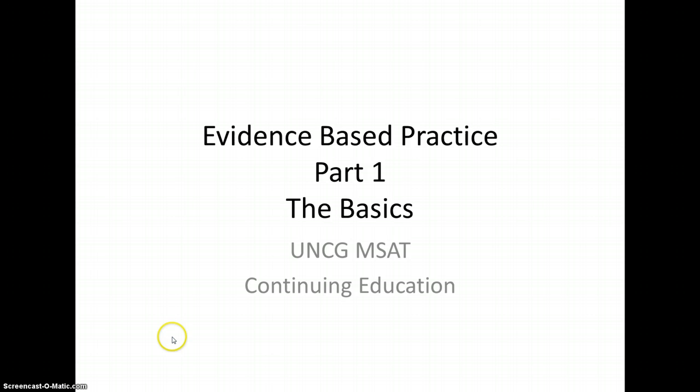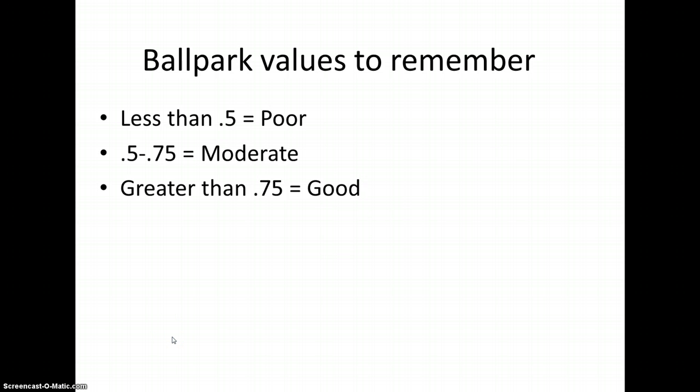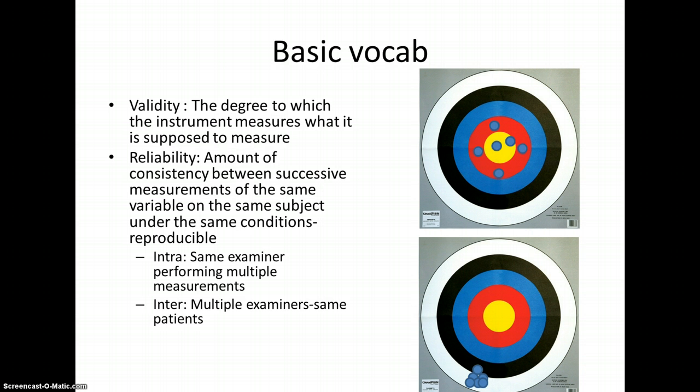Let's begin. The first thing we teach our students in evidence-based practice is to look at the values that they get when they're reading the literature and the evidence. We want them to critically evaluate and appreciate all the evidence, but we give them some ballpark values to remember. We tell them that anything greater than 0.75 should be considered a good statistical test or clinical trial, and anything less than 0.5 should be considered poor.